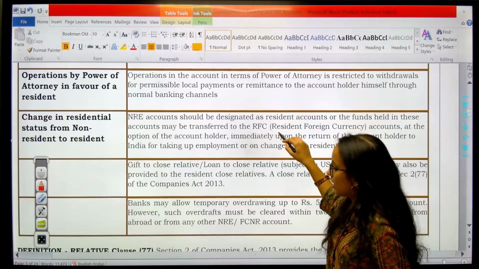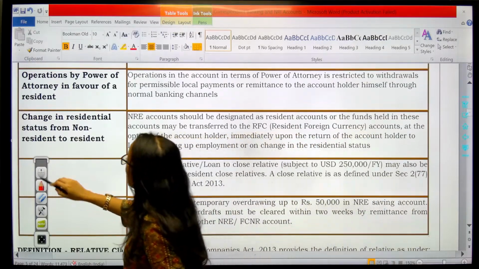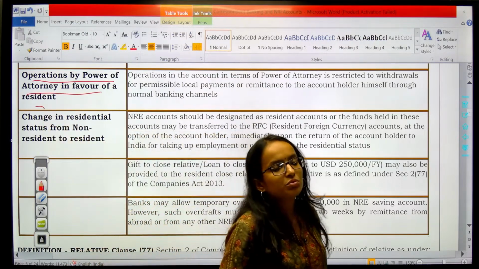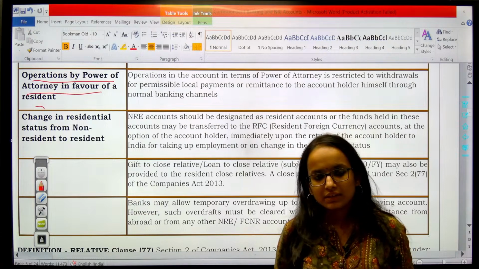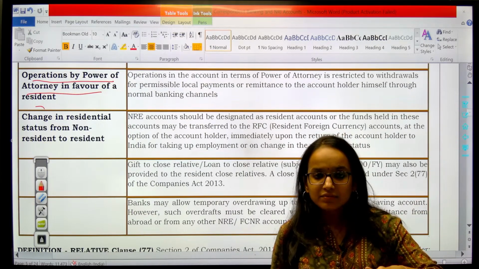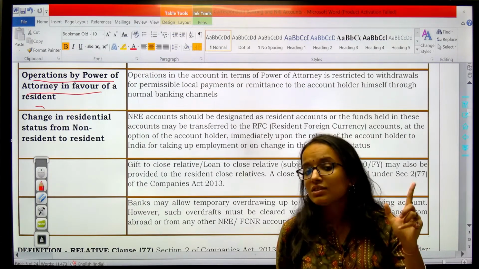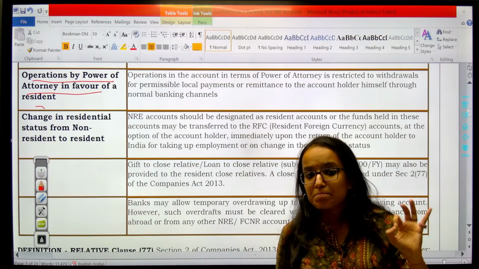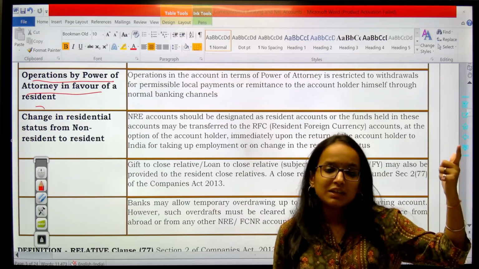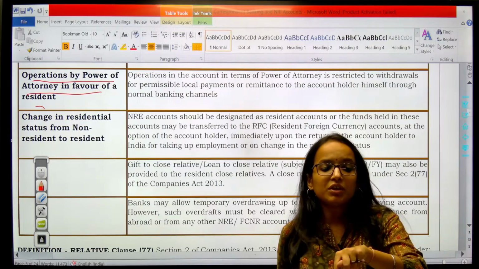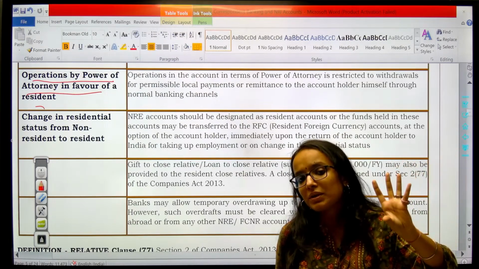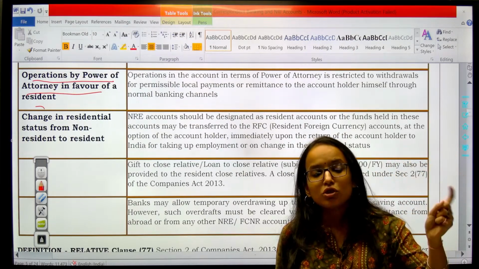Now there is another thing which says operations by power of attorney in favor of a resident. As I have told you, there is a provision of power of attorney: on behalf of that account holder, a resident in India can operate that account not as a joint account holder but only as a power of attorney during his lifetime. When there is a demise of that person, then you can operate it as a joint account holder. Otherwise, when the person is alive, you can only work as a power of attorney, that is, on behalf of that person.